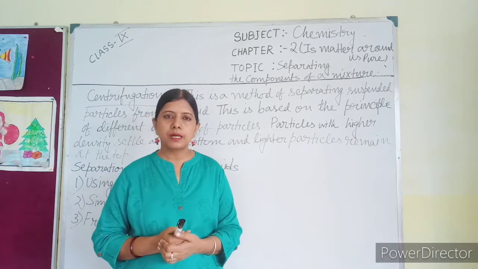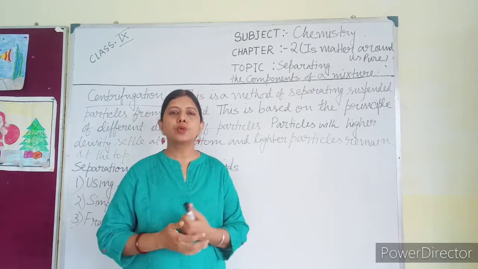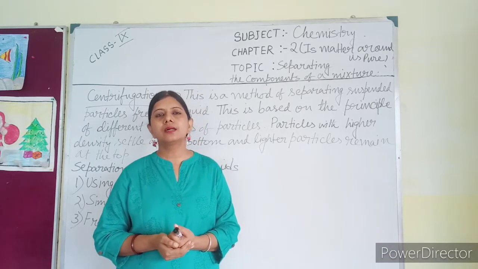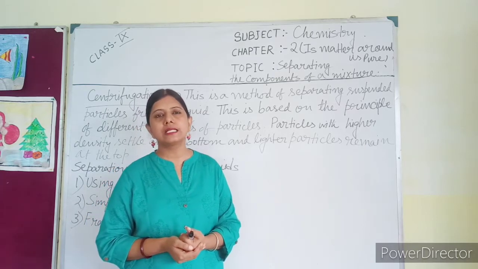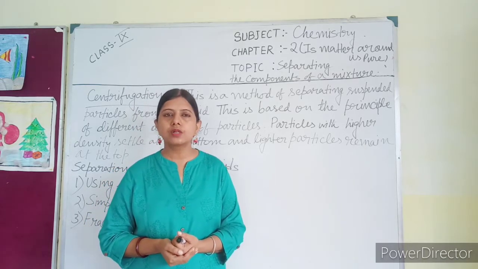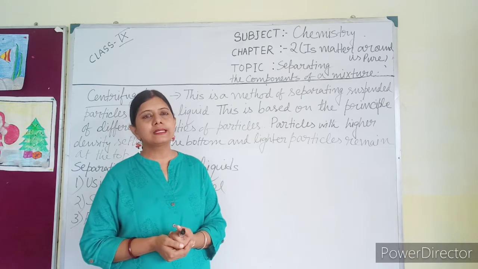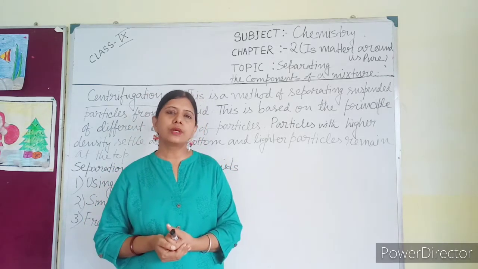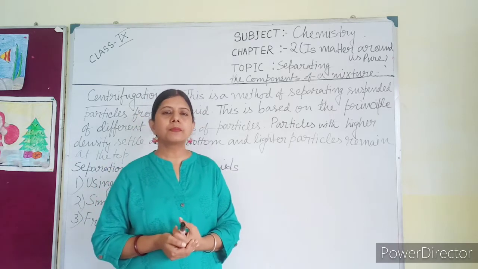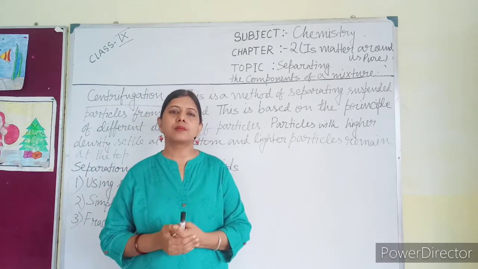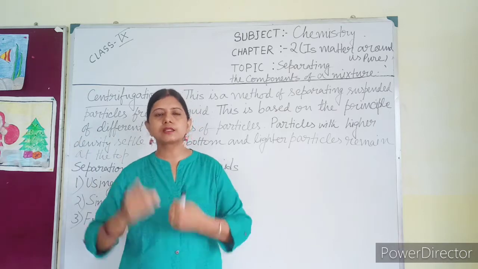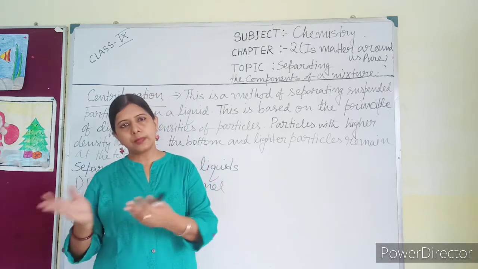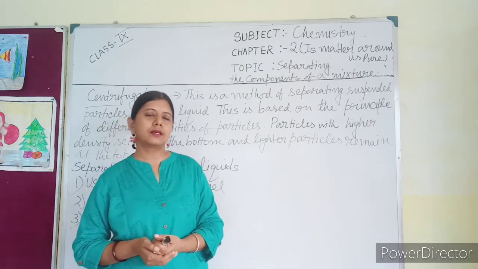A centrifuge is a machine in which the liquid is taken and then the machine is rotated at a high speed. Due to rotation at a high speed, the lighter particles and the heavier particles separate. How do they separate? The denser particles settle down at the bottom and the lighter particles remain at the top. After this, you can separate the lighter particles into another container.